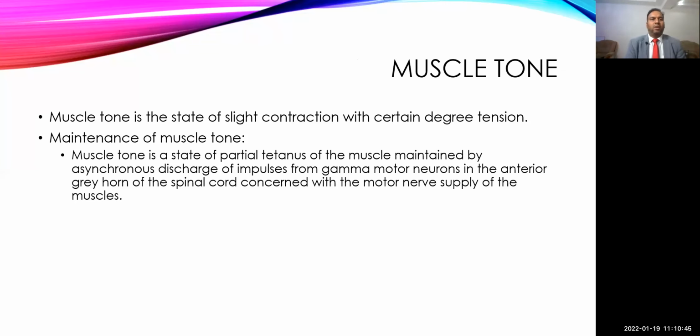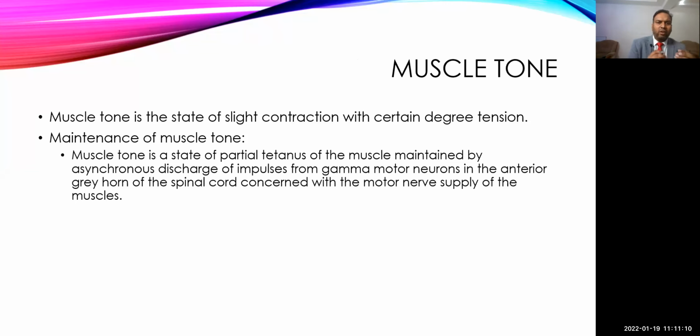Okay, now come to the muscle tone. Muscle tone is a state of partial contraction of the muscle when the muscle is at rest. So in your body, even if you are at complete rest, the muscle is not completely relaxed. It is always in a state of partial contraction. This is also called a state of partial tetanus, and it is because of the continuous discharge coming from the gamma motor neuron.